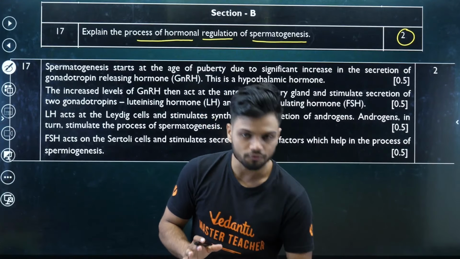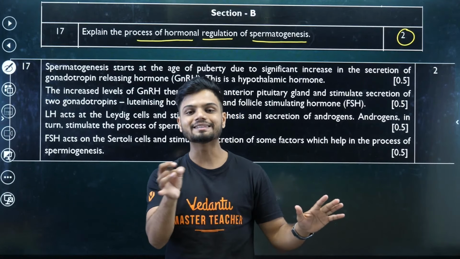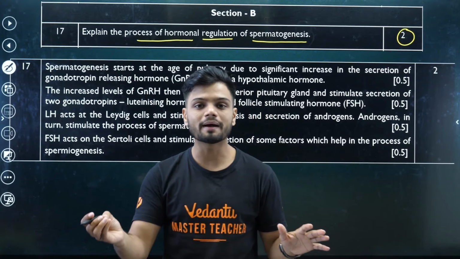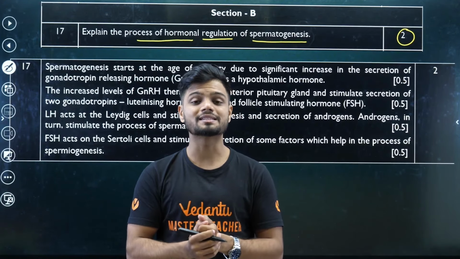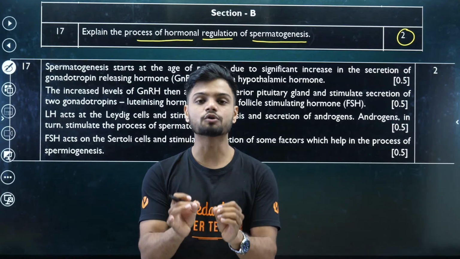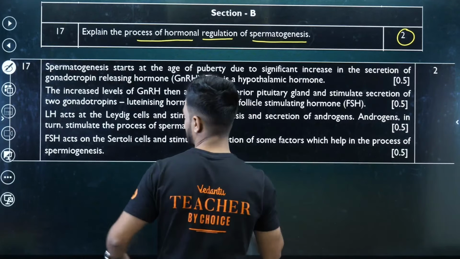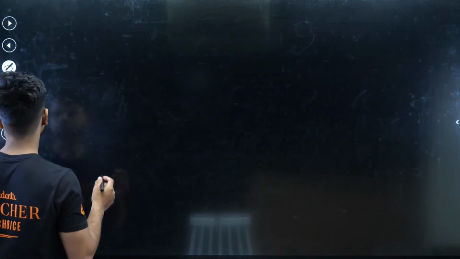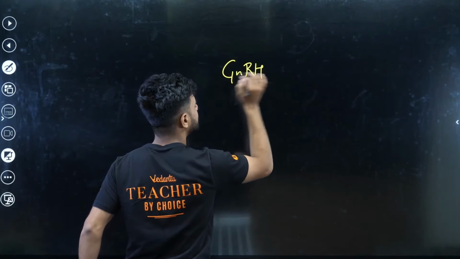In the case of female, oogenesis starts at the embryonic stage. But in the case of male, spermatogenesis starts at puberty. Now, during puberty, what happens? There is a sudden increase in the level of certain types of hormones. That is, gonadotropin-releasing hormone, GnRH, will shoot up during puberty. Let me take a blank screen. It will be easier to explain. During puberty, GnRH will completely increase.